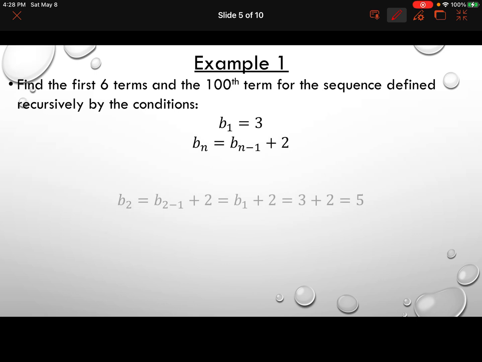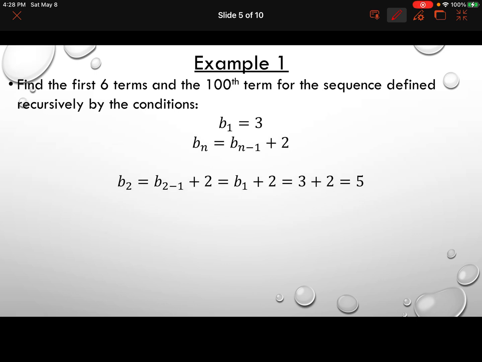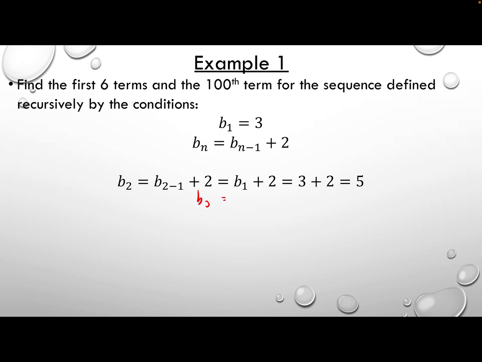All right. So we found the second term. So we said it was 5. We already found the third term, which we said it was 7. So then if we wanted to do the fourth term, so let's see. So that would be b sub 4 minus 1 plus 2. So b sub 3 plus 2, b sub 3 is 7, plus 2 is equal to 9, right? B sub 3 is 7, so that goes in for that term, so 7 plus 2 gives you 9.